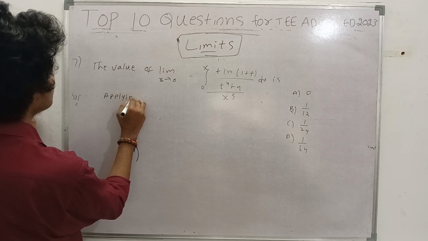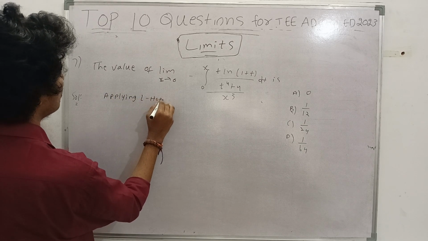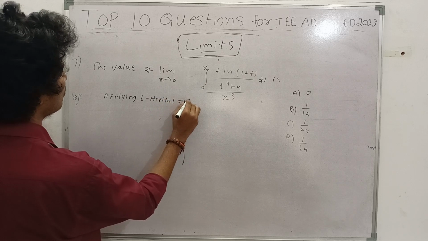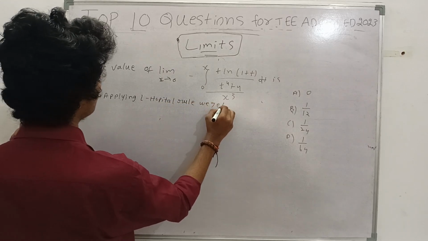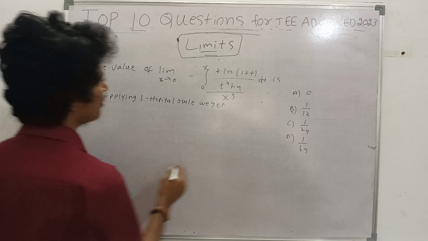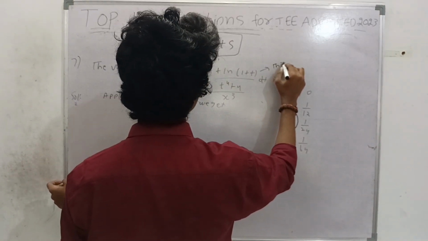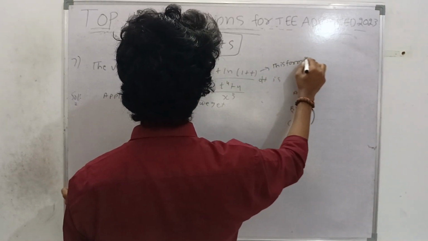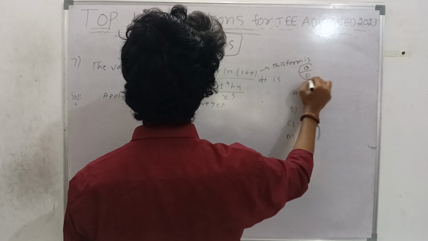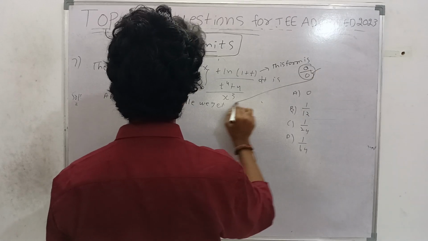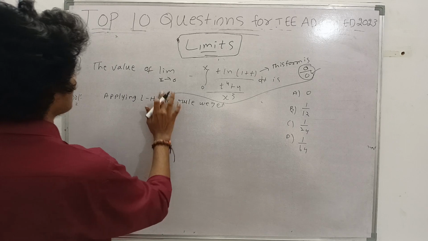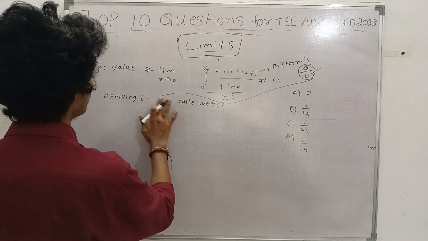So applying L'Hopital rule, we get... why are we applying L'Hopital rule? Because this form is 0 by 0. If it is 0 by 0, we can apply the L'Hopital rule. That is the main reason I am applying the L'Hopital rule.